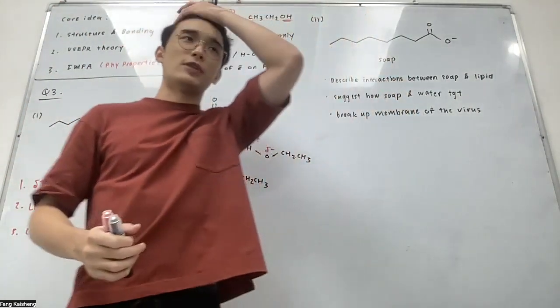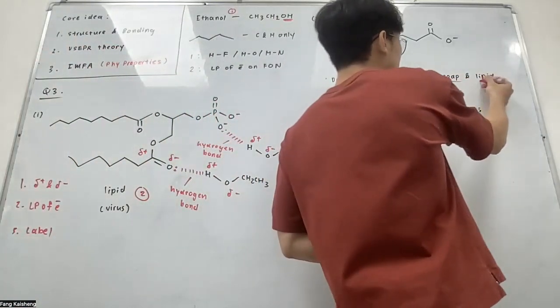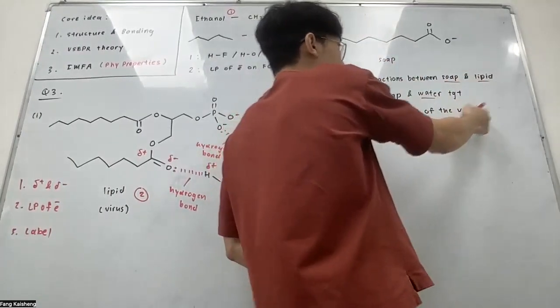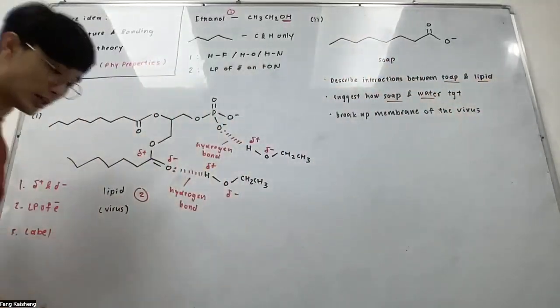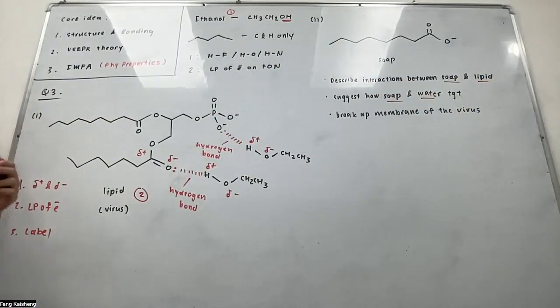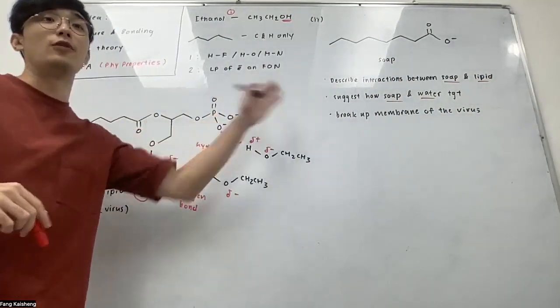Okay, good, 3. It's very simply why there's 3, but just to clarify this: soap and lipid, that's 2 already. Soap and water. So soap, lipid, water. Think of a virus as lipid. I'm sure that's the first part of this question. Alright, so don't get confused. Let's go with the question's flow.